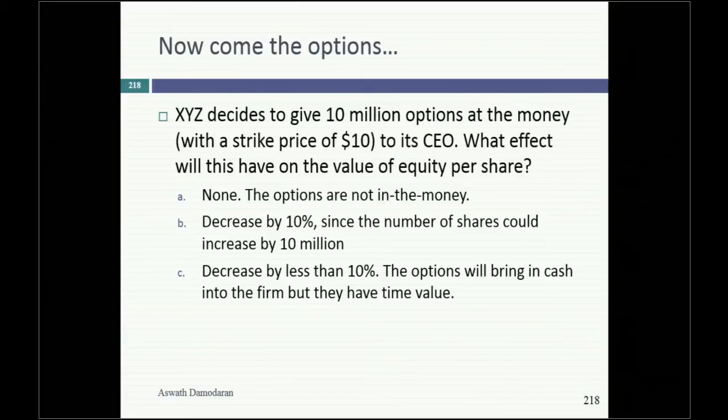And I'll give you the three choices. One is that they'll have no effect. Why? Because these options are at the money. The exercise value is zero. The second is that the value per share will decrease by 10% simply because you now have 10 million more shares potentially outstanding. That's a dilution effect. The third is it'll decrease but by less than 10% because even though you have more shares outstanding, for those shares to get exercised will mean that cash comes into the company. No effect, 10%, or less than 10%.